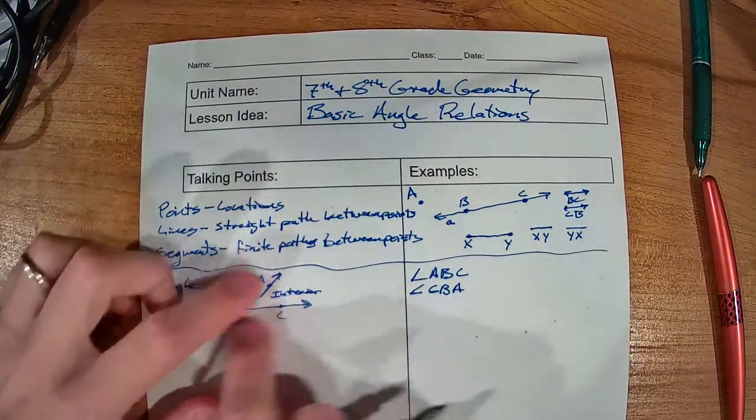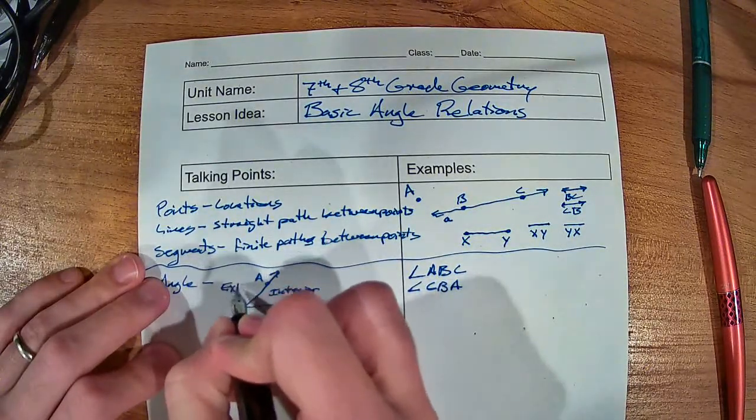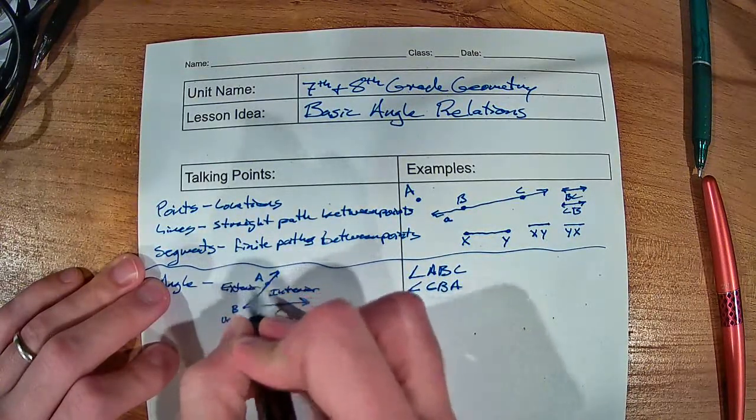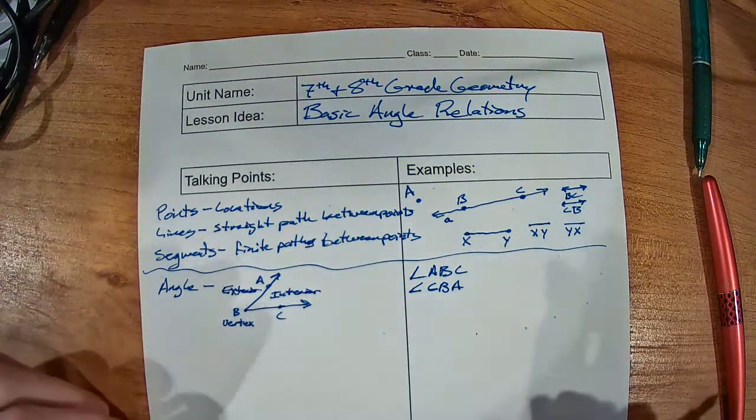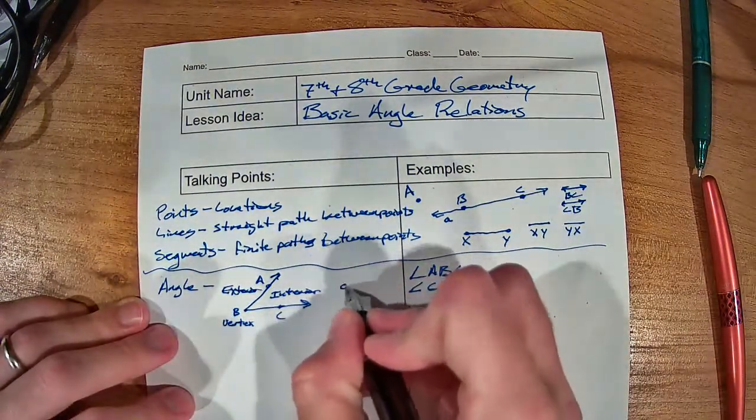And so that would be, say, between our segments or between our rays. And then we also have the exterior, which would obviously be the outside of our angle. Our angles we measure in degrees.